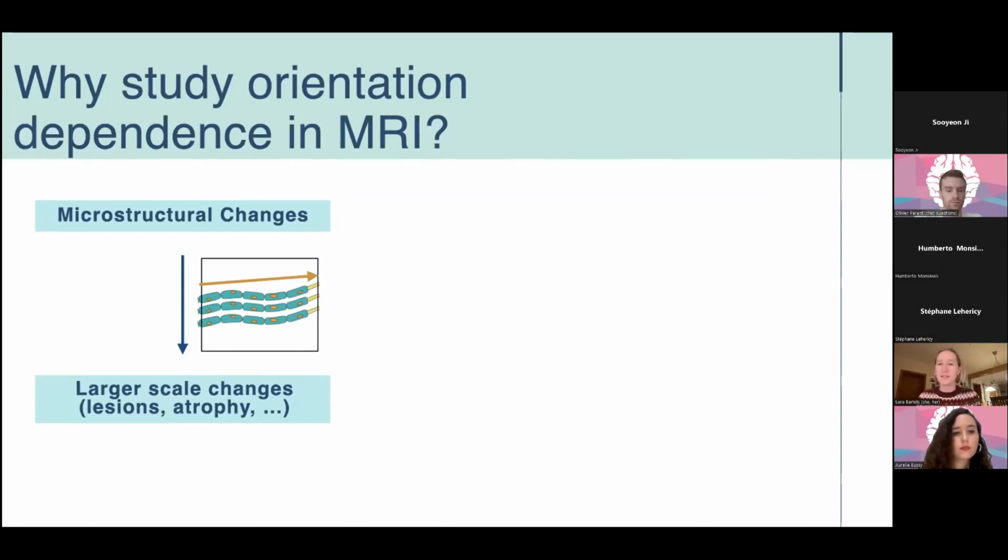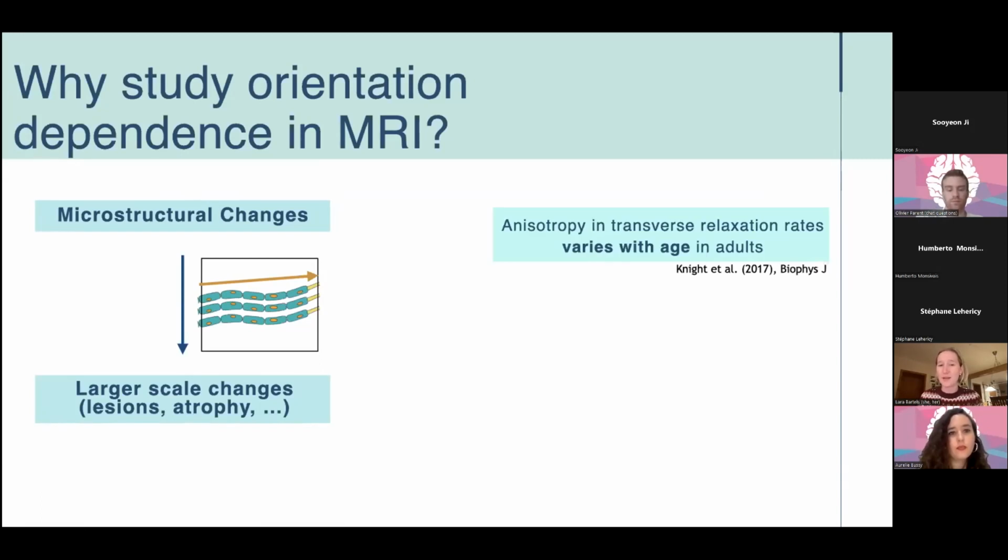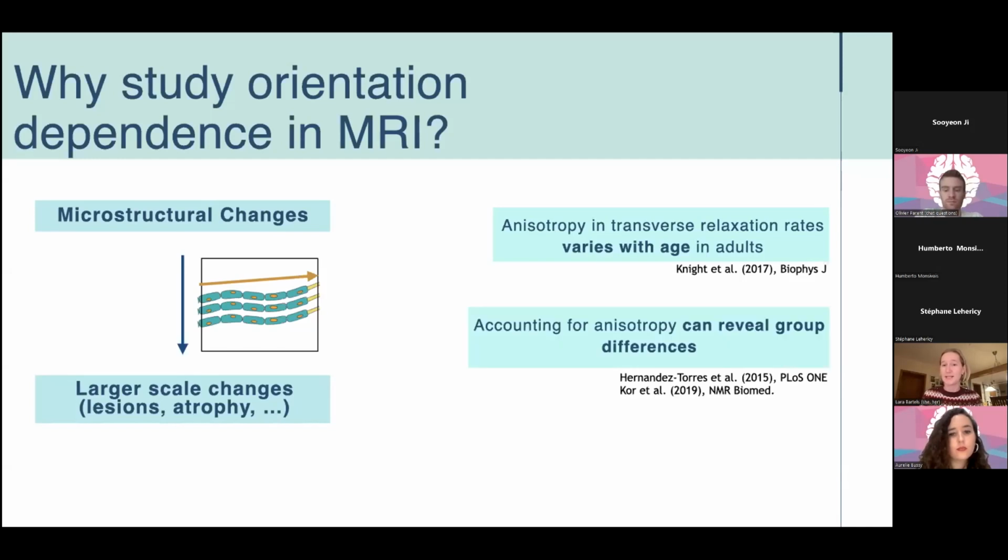I found a few previous works that also highlighted the importance of orientation dependence. One showed that the orientation dependence in R2 actually varies with age, so it's sensitive to that. There was also an interesting study in multiple sclerosis patients that showed that only when they accounted for these orientation effects could they see significant differences between some groups. So it's also an interesting confounding factor that, if taken into account, might aid with looking at all kinds of quantitative imaging.